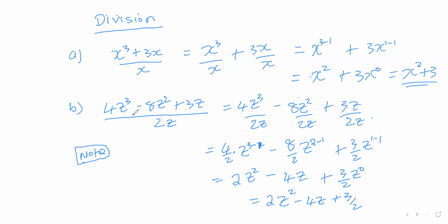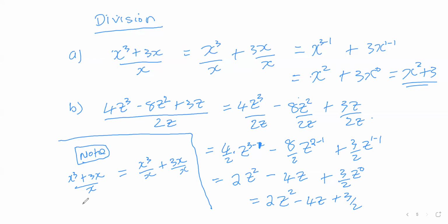We cannot distribute numerator to denominator the way we distribute denominator to numerator. A common mistake I've seen students make over the years is to say that since x cubed plus 3x over x is equal to x cubed over x plus 3x over x, then they can also say that... since this happened, I've seen students also do this, which is wrong.